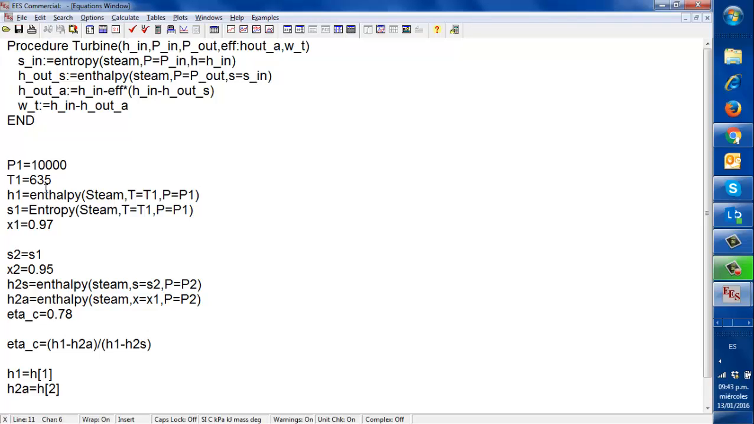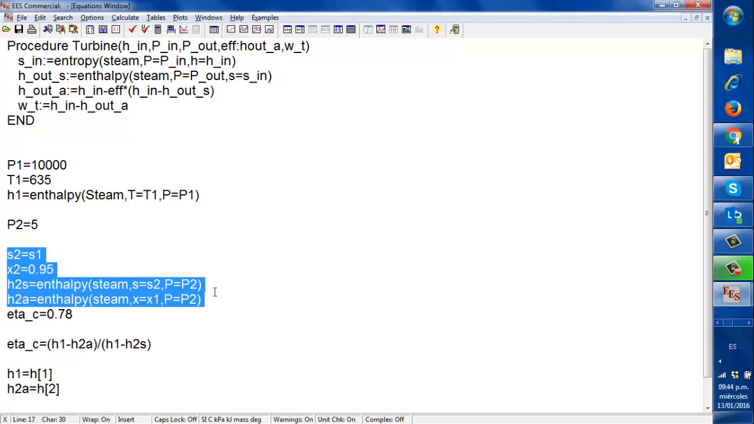Okay, so now I have this number, and I need H in. I can have H in because I computed it. I have P in and P out. I don't have P out, but I can do it. P out, P2 equals 5, let's say, and I can raise this.